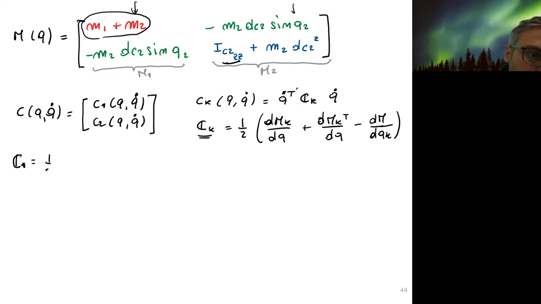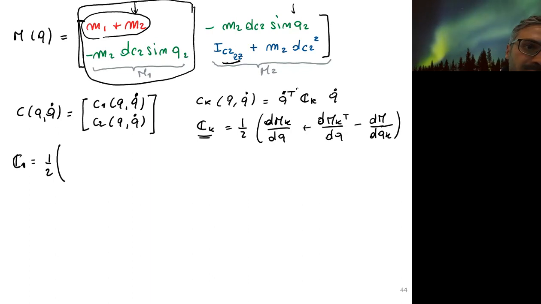And we do the differentiation of the first column of the matrix, of the inertial matrix, which is this one, with respect to Q variable. So we get first this term with respect to Q1, we see that it is constant, so its derivative is 0.